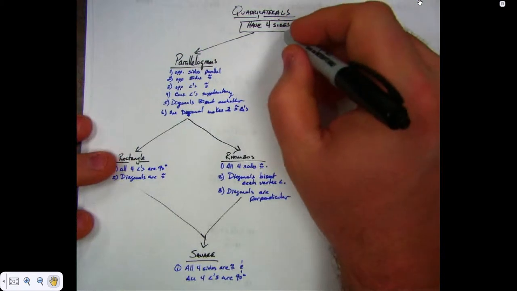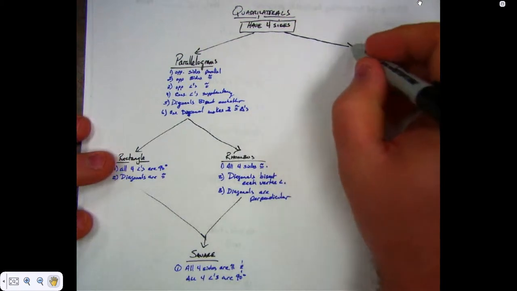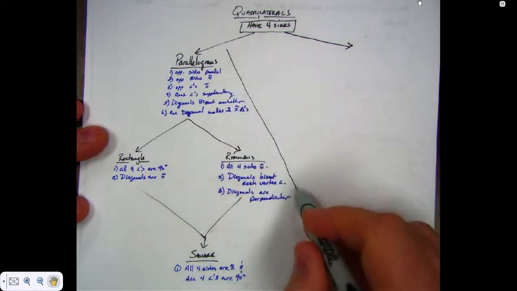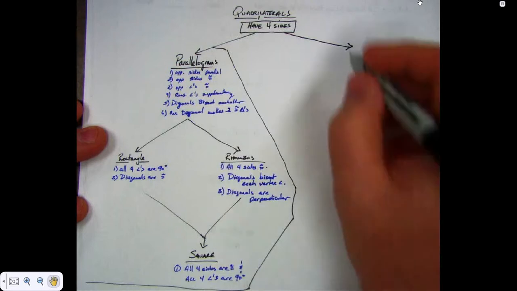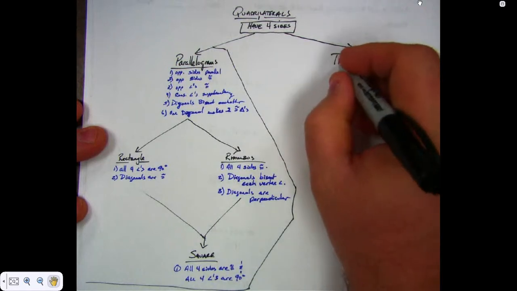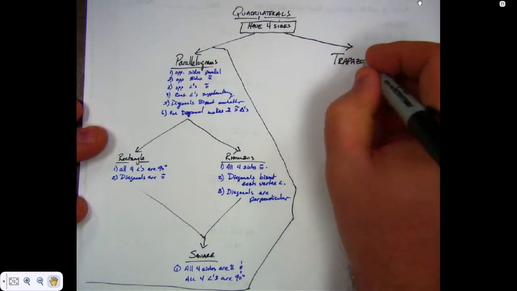So as you can see, I've left space off there to the right, haven't I? Would you agree? Well, the reason I have is because we're going to talk about a type of quadrilateral that is not a what? All of these are what? Parallelograms. Now I'm going to talk about something called a trapezoid.